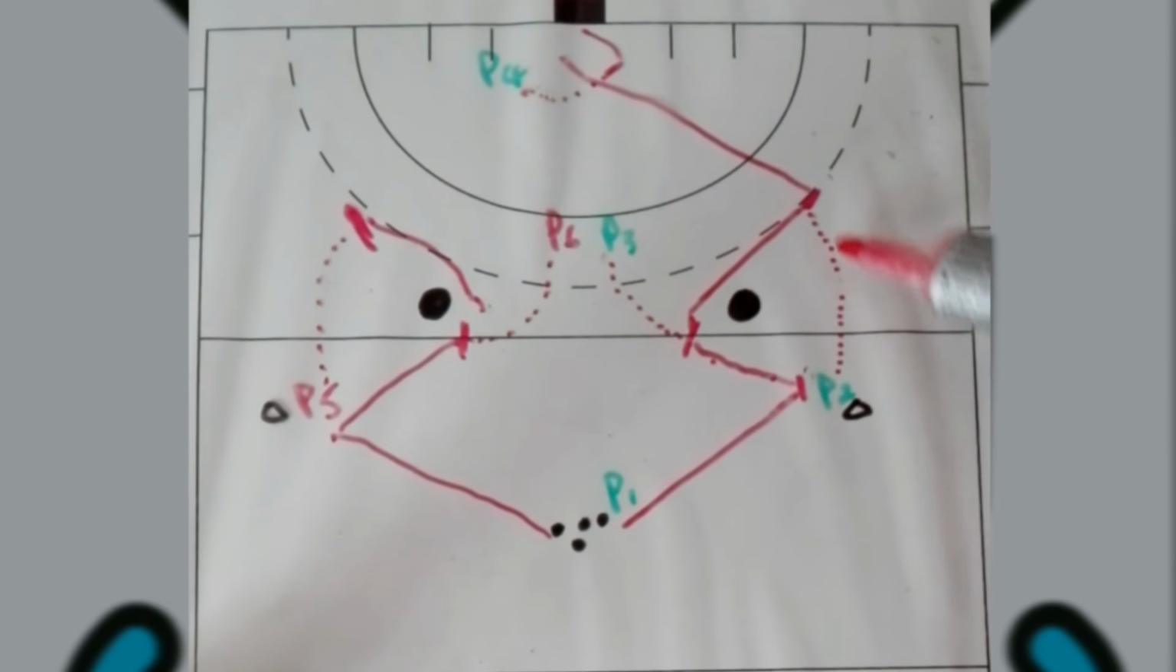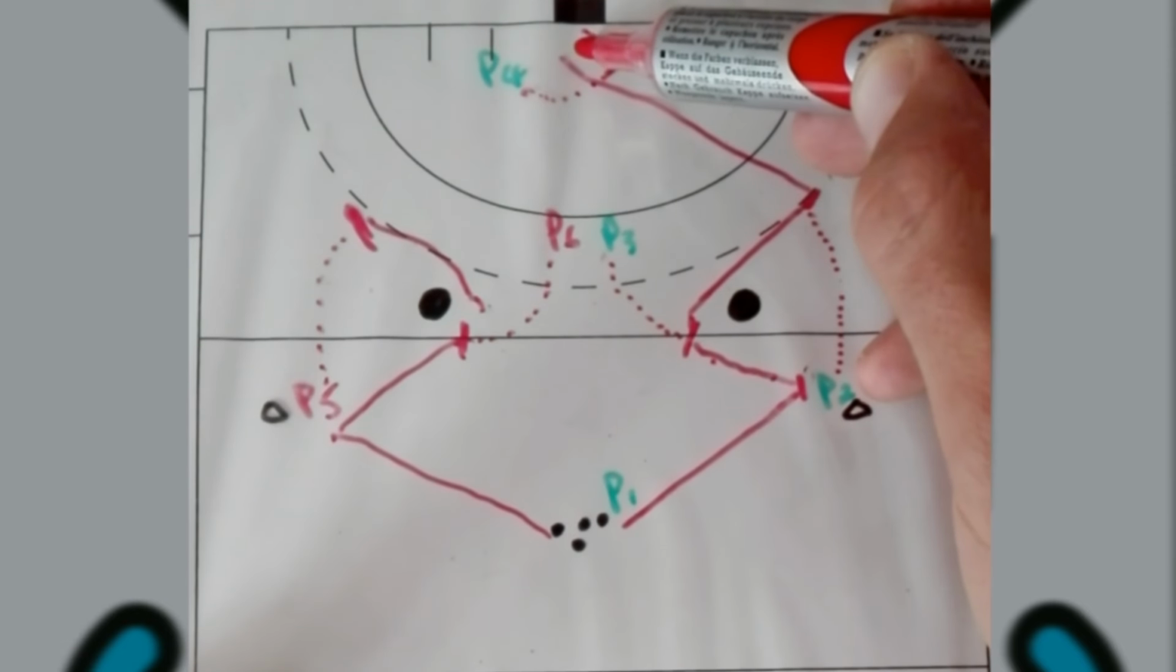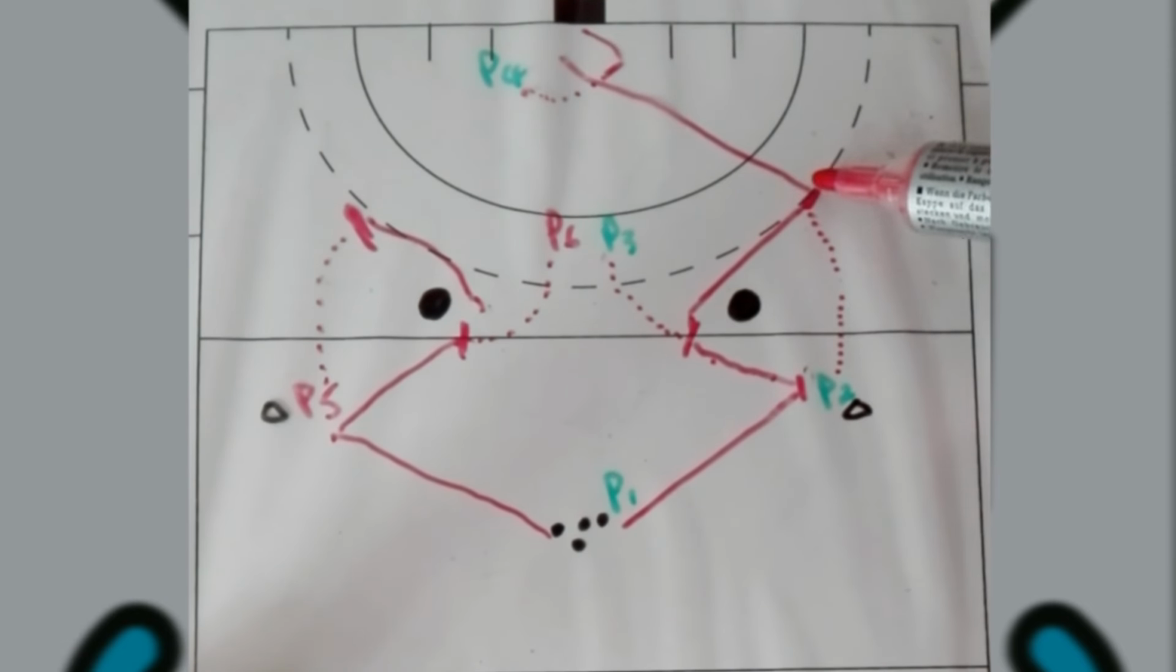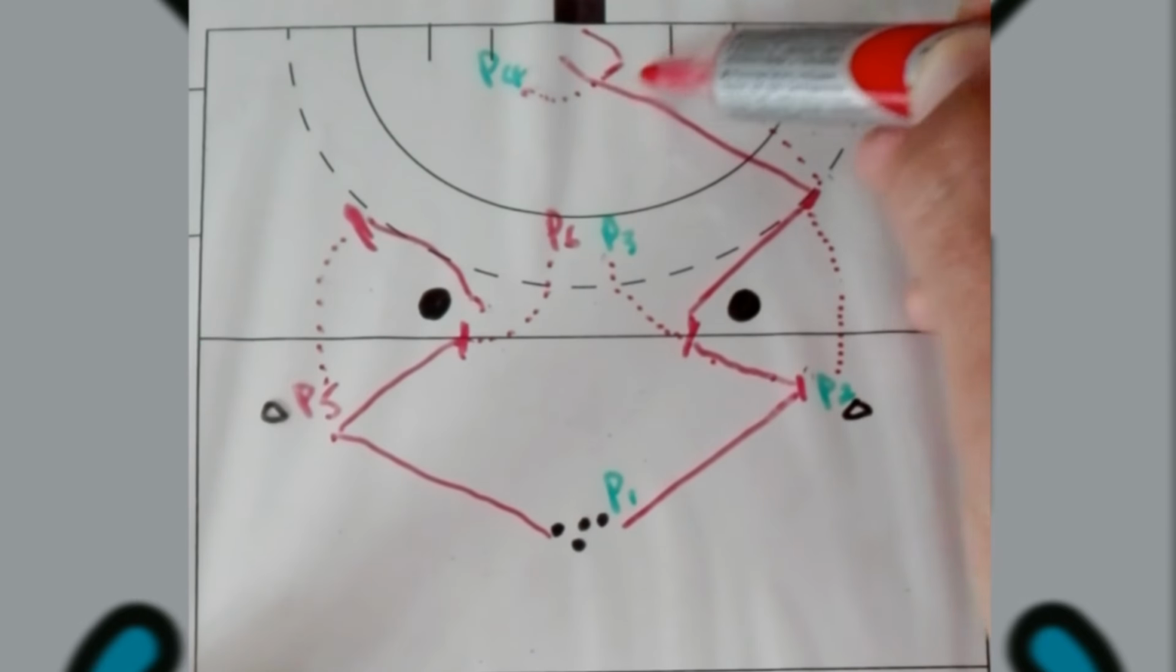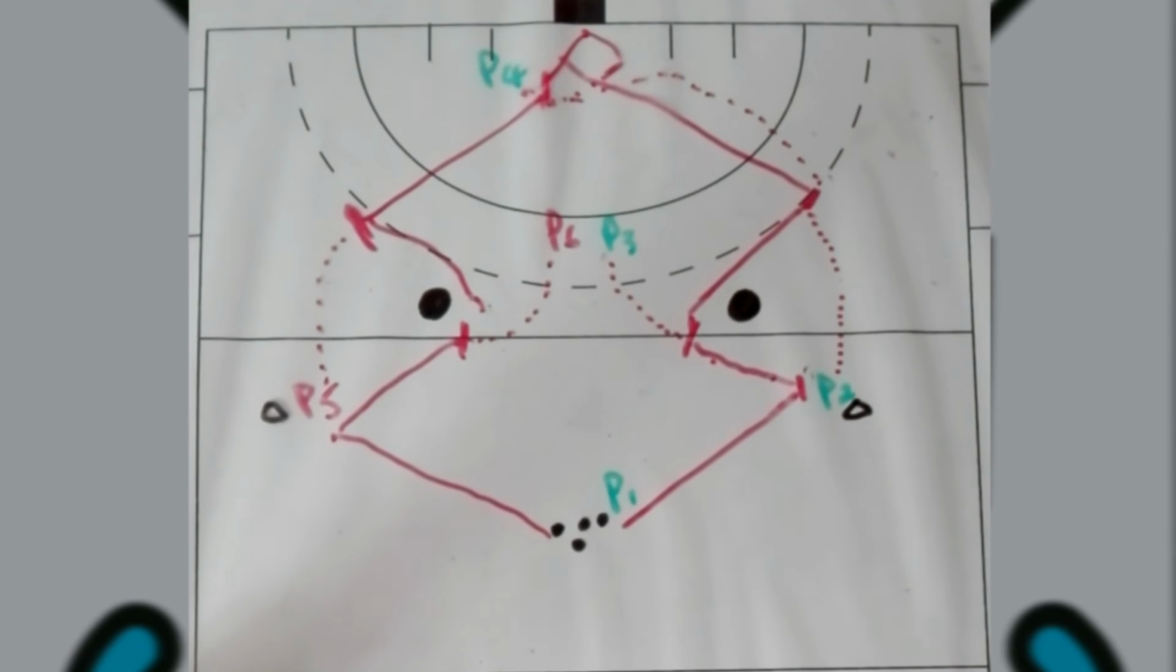And then obviously with player number 2 finishing the crash ball hit, they will become the person that's going to deflect on this side. So they will make their run into the circle to deflect this ball towards the goal. And it keeps going exactly the same on this side.